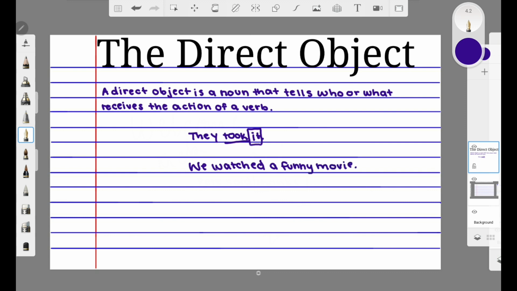Let's look at another example. So the verb is watched. Subject is we. Who watched? We watched. What did we watch? We watched a funny movie. So that would be our direct object.